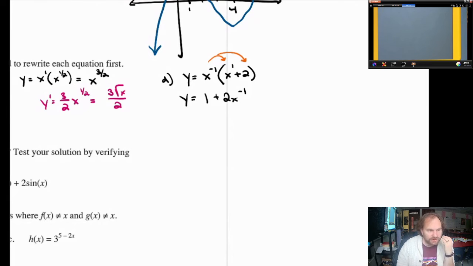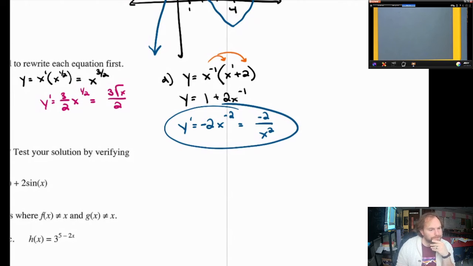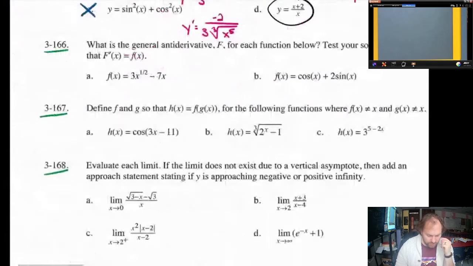This is a much easier thing to take the derivative of, so let's try that. Y prime here would be 0 for the constant 1, and then the next term, negative 1 times 2 would be negative 2. And then we would drop our degree down by 1 to get x to the negative second power. We can rewrite this as negative 2 on top, x squared on bottom, and call that good right there. Good. Let's move to the next question.